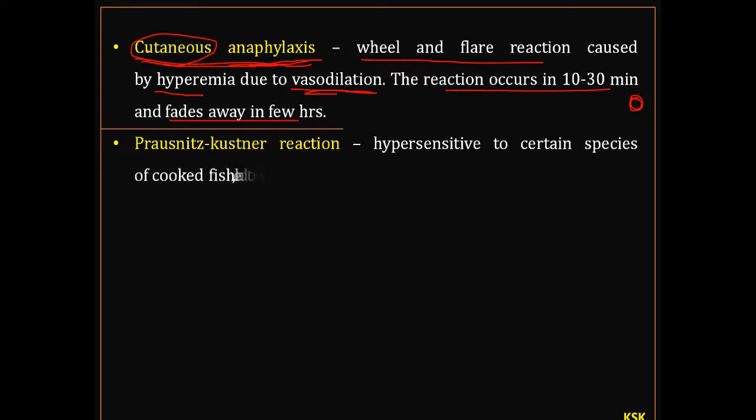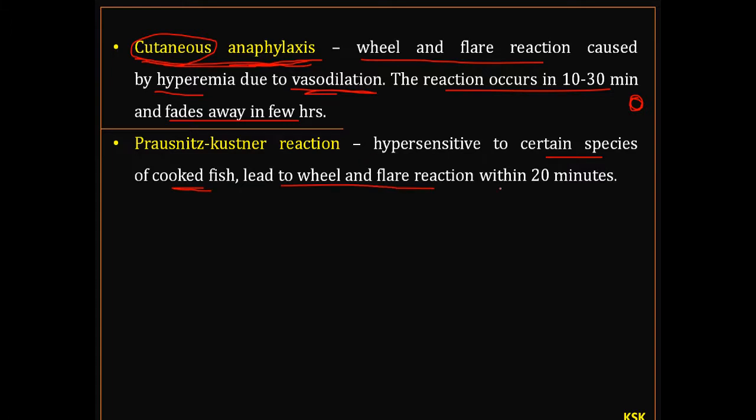Coming to the third one, the Prausnitz-Kustner reaction. This is a hypersensitivity to certain species of cooked fish. Some people are sensitized to certain seafoods or certain types of fishes. In those persons, a wheel and flare reaction occurs within 20 minutes. If a sensitized person has taken some species of cooked fish, wheel and flare reactions can be seen on the body within 20 minutes. That type of reaction is known as the Prausnitz-Kustner reaction.